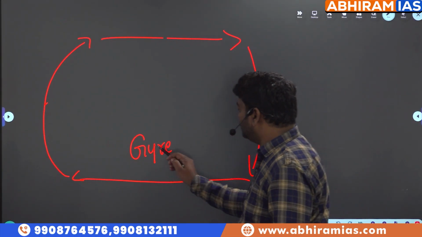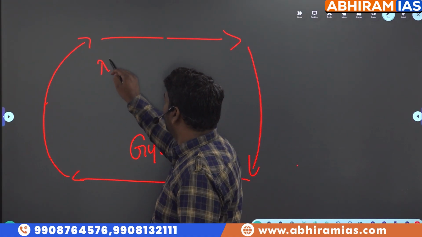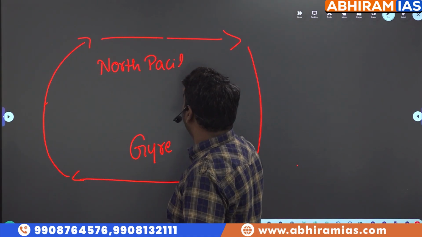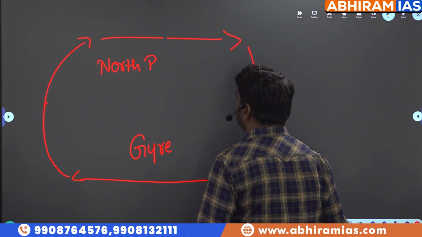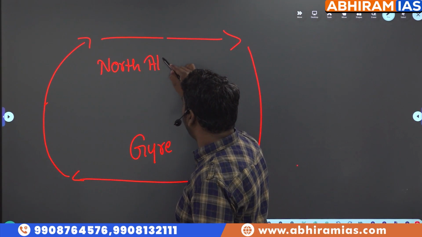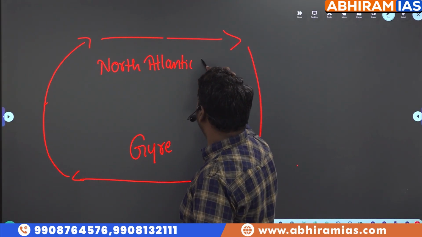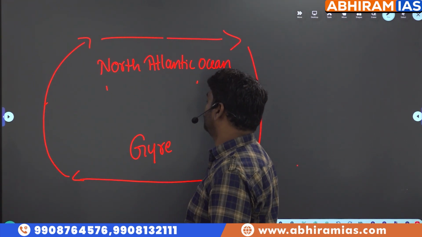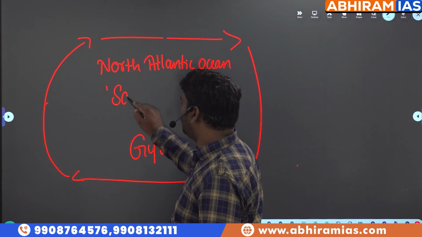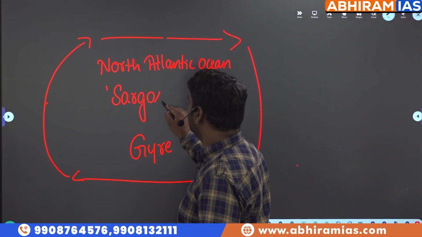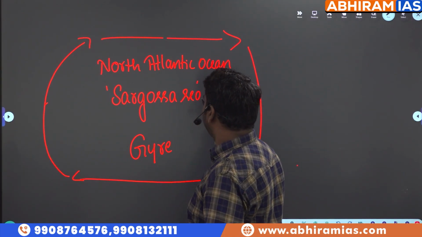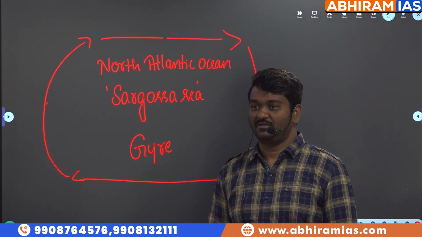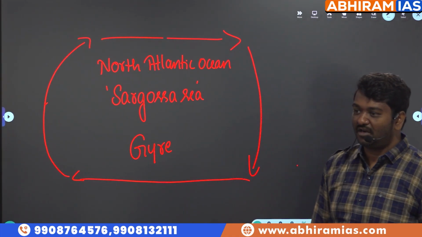Now this gyre in North Atlantic Ocean is called Sargasso Sea. This can be a prelims question. Sargasso Sea is in which ocean? Where is it? North Atlantic Ocean.